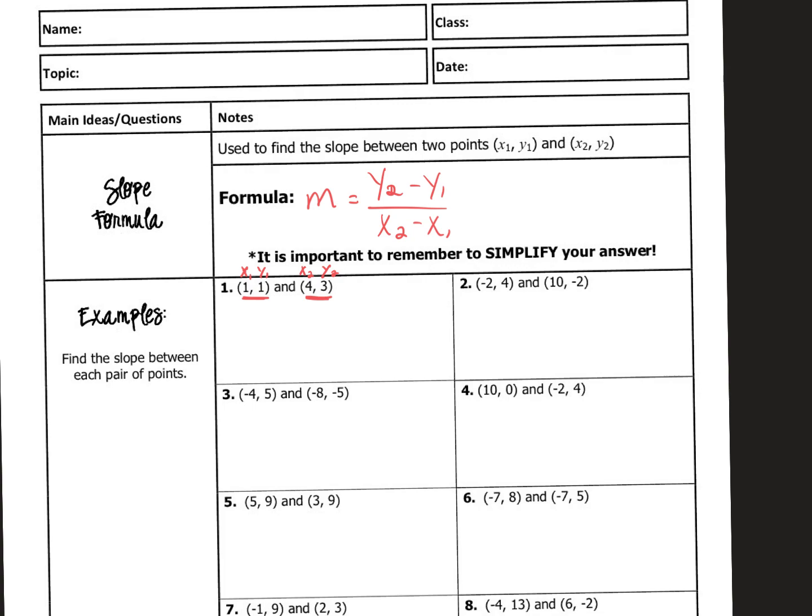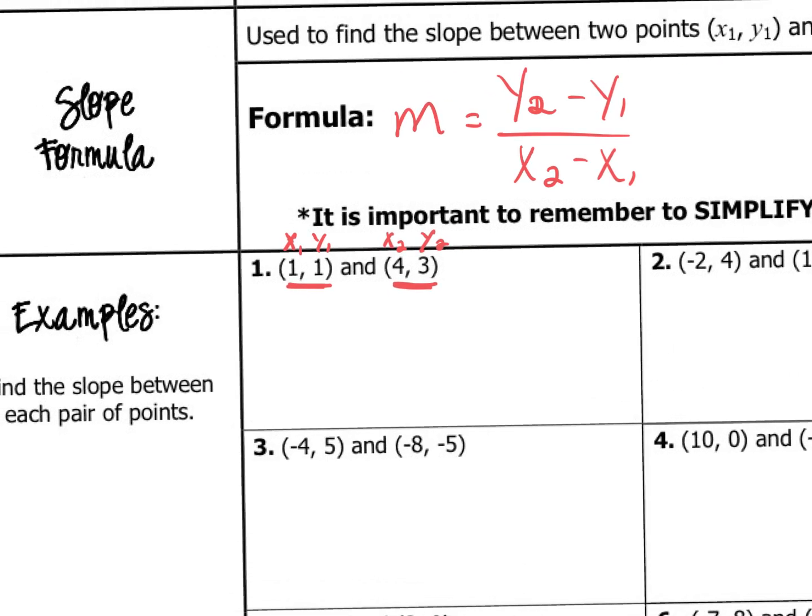So now you're just going to plug it in to the equation. So now the equation is m equals y2 minus y1 over x2 minus x1. And when you plug that in, y2 is 3. So 3 minus y1, which is 1, over x2, which is 4, minus x1, which is 1, equals 2 over 3. And that is the slope.